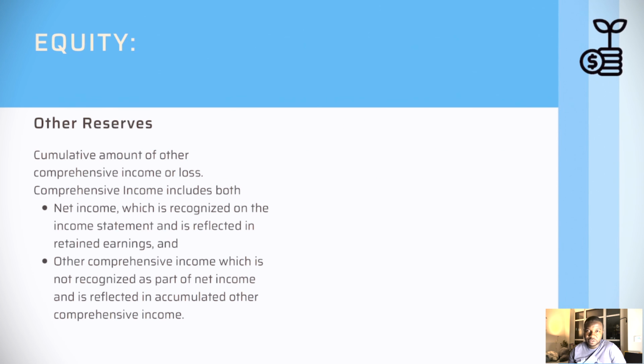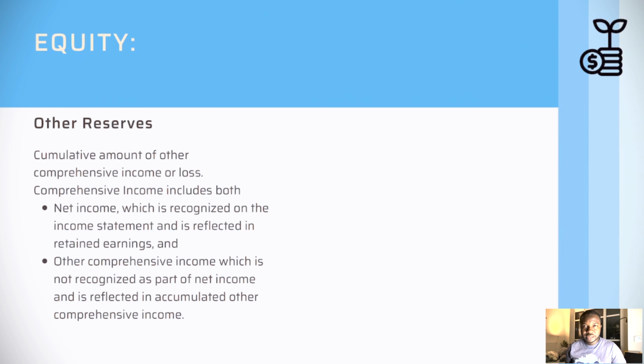We also have other reserves, also known as other comprehensive income. Comprehensive income includes net income, which is recognized in the income statement and reflected in retained earnings. Other comprehensive income is not recognized as part of net income and is reflected in accumulated other comprehensive income.